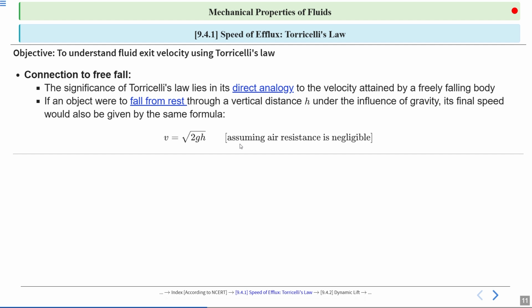In this equation, V is the final speed in meters per second, g is the acceleration due to gravity, which is about 9.8 meters per second squared, and H is the height in meters. This means that if you increase the height, the exit speed increases as well.